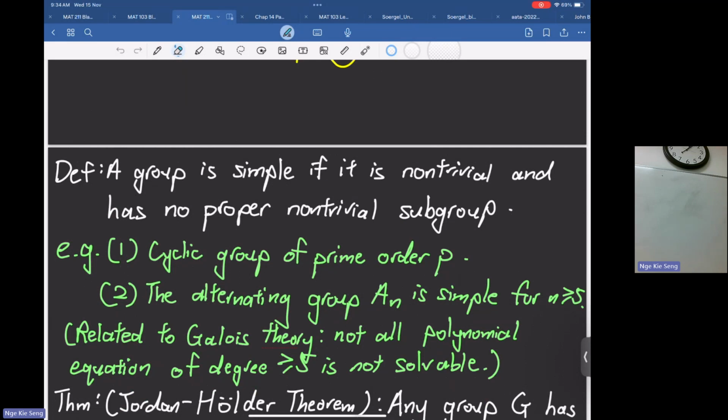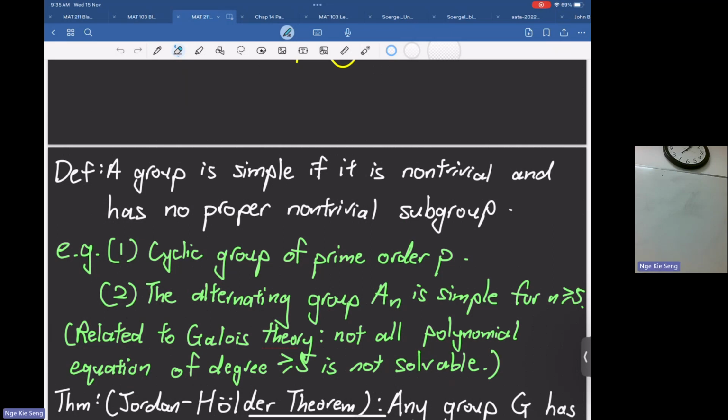This example is actually related to Galois theory, saying that not all polynomial equations of degree 5 are solvable. Sorry, it's not all; not all degree 5 polynomials are solvable using radicals. So you cannot solve the polynomial of degree 5 in general. This is the first part where group theory comes from, I think.